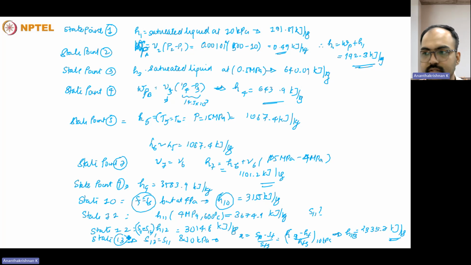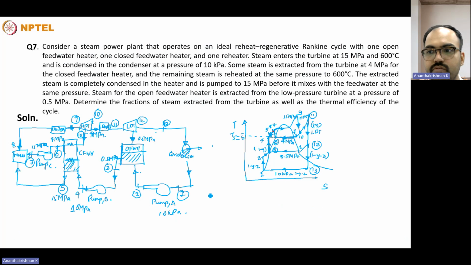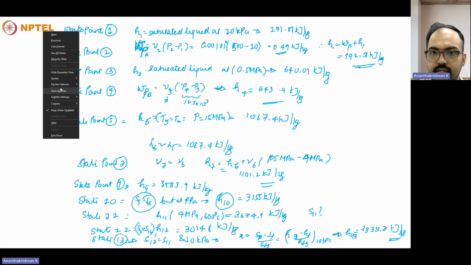I have just rushed through this because it follows the same approach as the previous problem. Now we'll come to the most important part: the energy balance in the closed feed water heater, open feed water heater, and the mixing chamber. Three energy balances will give us the fraction of the steam that is extracted, as well as the enthalpy at point 8. So we need Y, Z, and H8. These are the unknowns in this case.